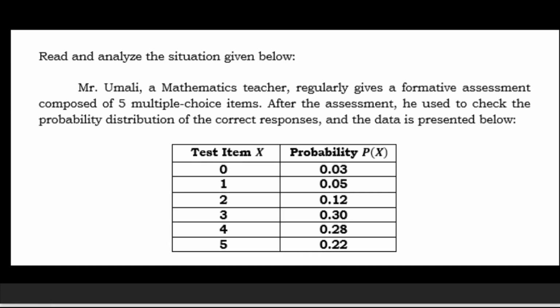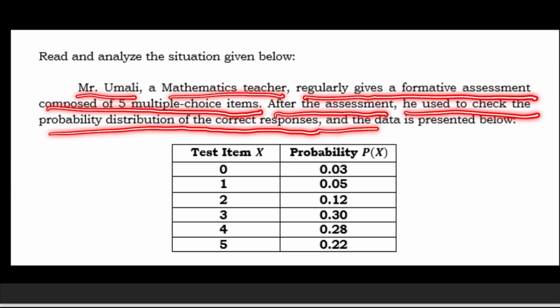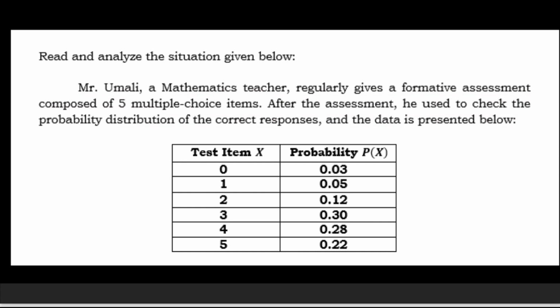Okay, let's have an additional example. Let us read and analyze the situation given below. Mr. O'Malley, a mathematics teacher, regularly gives a formative assessment composed of 5 multiple choice items. After the assessment, he used to check the probability distribution of the correct responses, and the data is presented below. Now, our random variable x are the test items 0, 1, 2, 3, 4, 5, and the probabilities are 0.03, 0.05, 0.12, 0.30, 0.28.